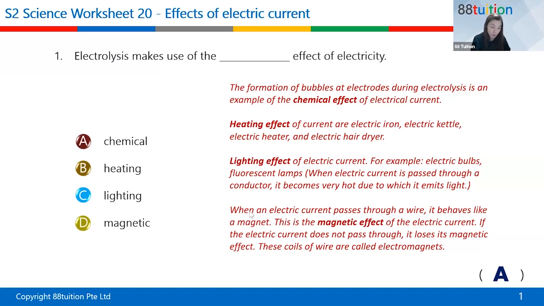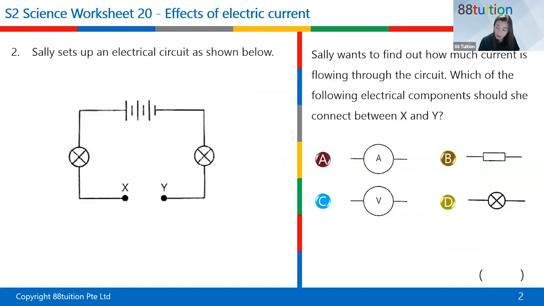Next, question 2. Sally sets up an electrical circuit as shown here. She wants to find out how much current is flowing through the circuit. If you want to find out how much current is flowing, what can you actually use? I think we all remember this part, right? We use the ammeter to measure current flowing in the circuit. And the voltmeter is to find out the potential difference across a component.